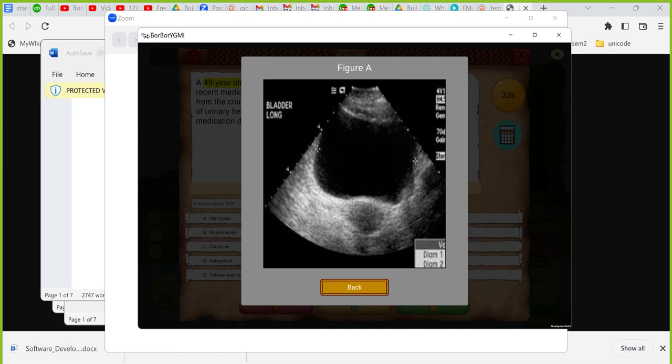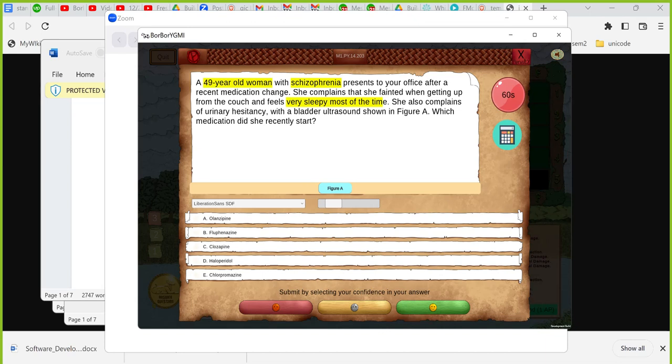That looks like the walls of the bladder are thick, if I'm not mistaken. Yeah, potentially. So pretty full, maybe. Trying to interpret this correctly, but I don't have a ton to say except that you're right. I think that maybe the walls are a little illuminated here. And so looking at the whole picture, she complains that she fainted getting up from the couch. So very sleepy most of the time.